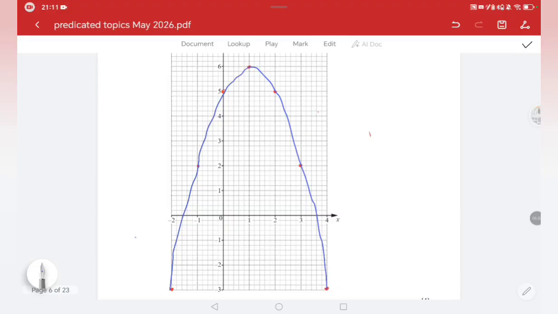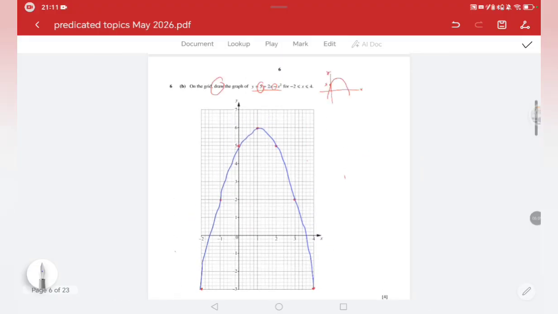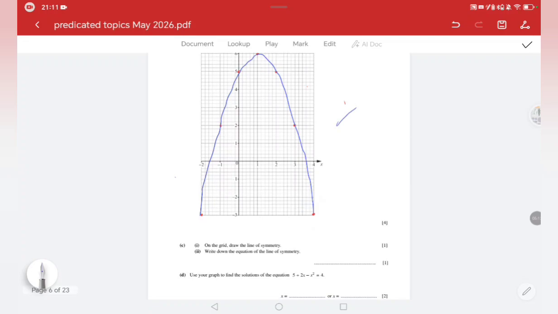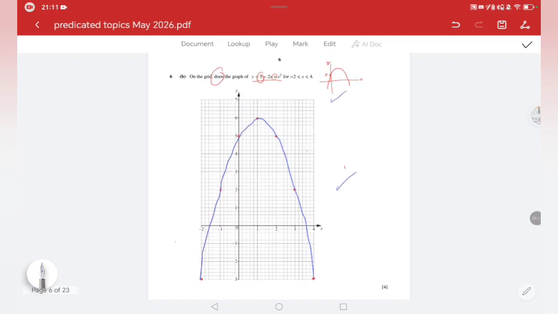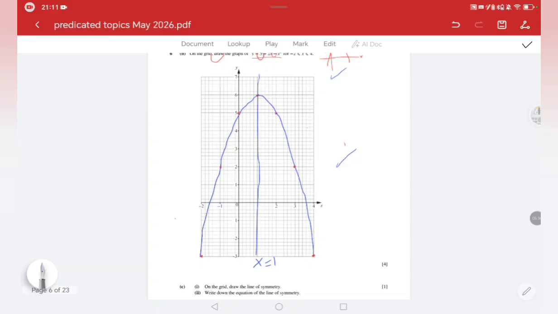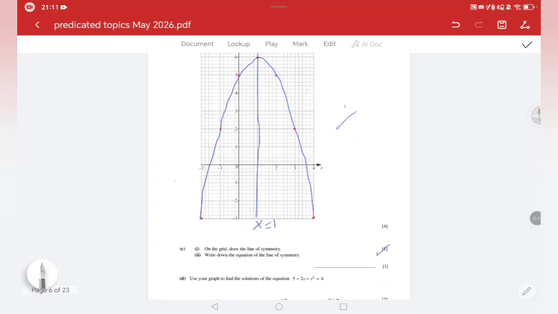Okay. So this is what we expected. Yeah, this one is correct. So the first one here on the grid, draw the line of symmetry. This one is the line of symmetry at the middle. So line of symmetry at what? At x equals 1. This is the line of symmetry. Okay, so done. So you have got 4 points here.